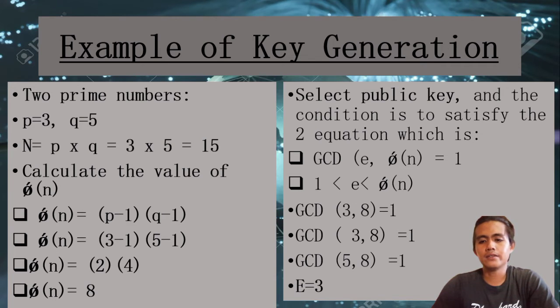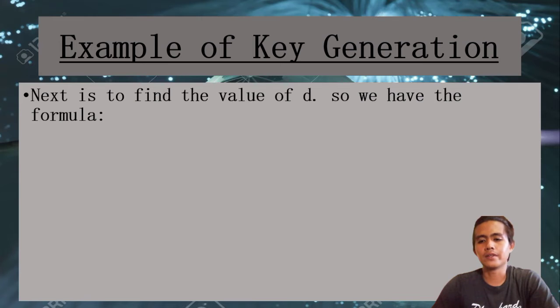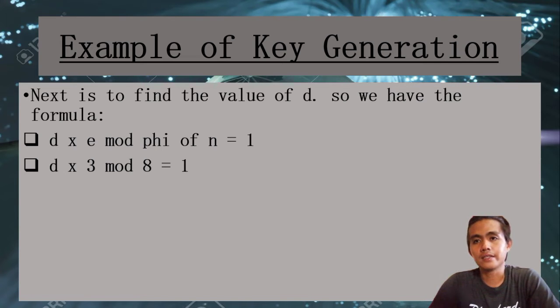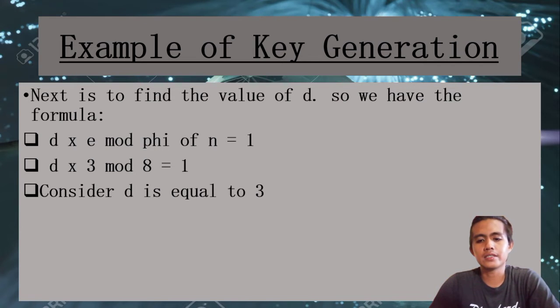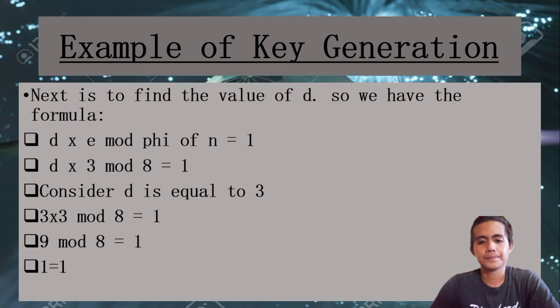Next is to find the value of D. So we have the formula: D times E mod phi of N is equal to 1. D times 3 mod 8 is equal to 1. Consider D is equal to 3. 3 times 3 mod 8 is equal to 1. 9 mod 8 is equal to 1, and 1 is equal to 1.